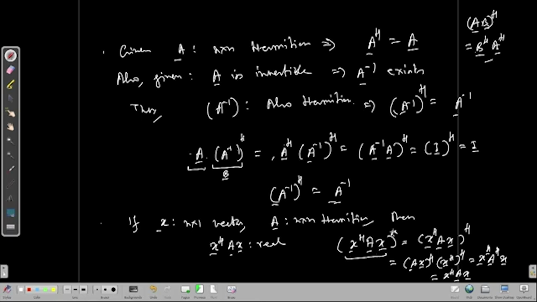So this scalar, its conjugate is the same as the scalar itself. So this scalar is real. In subsequent lectures I might use this kind of expression and we will take it to be real. So you understand why it is real, provided A is Hermitian, A^H is A, otherwise not.